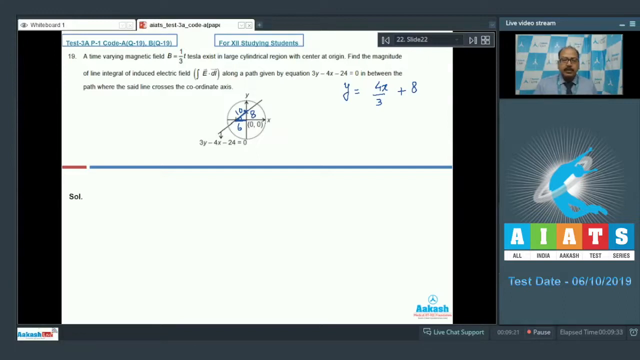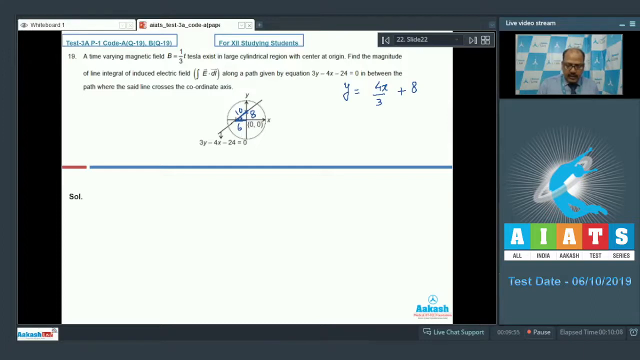Now we can make this problem pretty simple by using Faraday's law also. For example, if we look at this triangle whose sides are of dimensions 6 units, 8 units and 10 units, we'll consider them to be in SI units. That means we are considering that this side has 6 meter length, this side has 8 meter length, and the hypotenuse has 10 meter length.